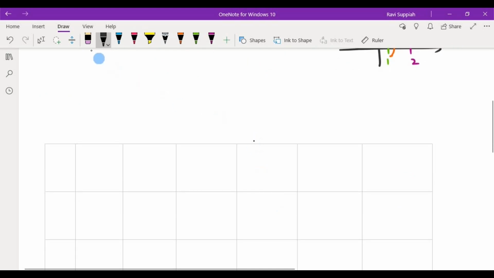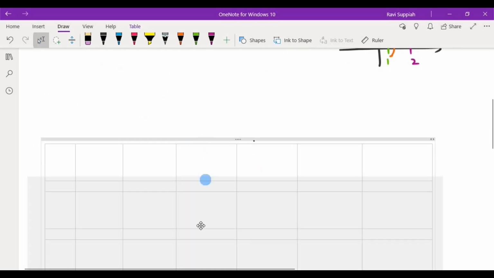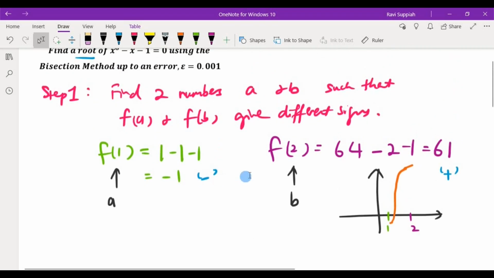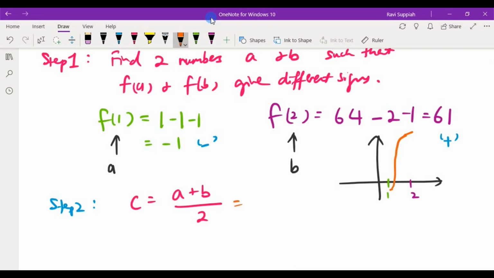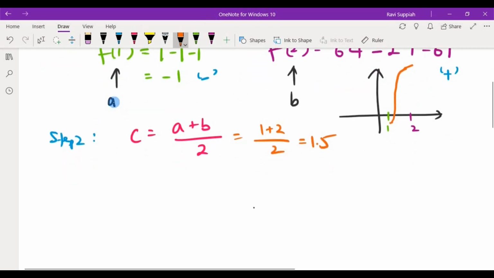Let me move this table down a bit first. I'll be using that table shortly. Now for our step 2, what we need to do is to compute c, and c is basically a plus b divided by 2. As you can see from the initial values of a and b, you get 1 plus 2 over 2, which is 1.5. Then we have step 3.